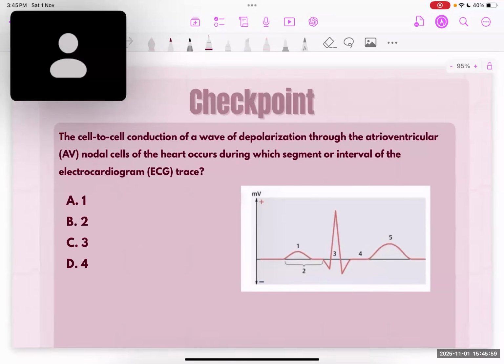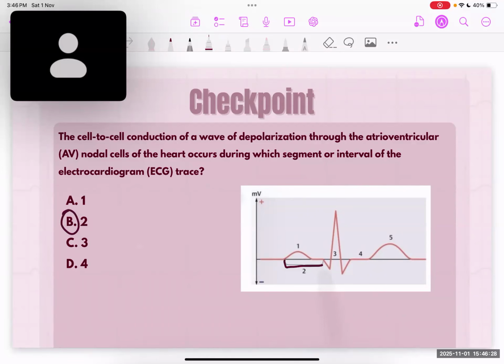We have one more question. The cell-to-cell conduction of a wave of depolarization through the atrioventricular nodal cells of the heart occurs during which segment or interval of the electrocardiogram trace? Are you sure? Whoever said C, are you sure? It says segment or interval, so think about that. B, yeah, the answer is B.